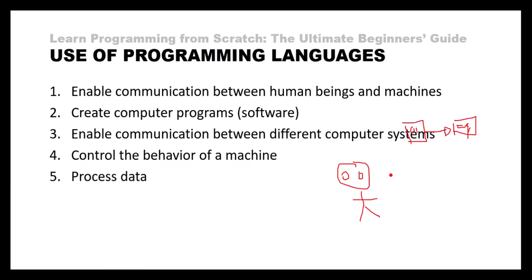Five, programming languages enable computers to process data. It is through the instructions that you write in a computer programming language that you tell a machine how to process certain types of information. Six, programming languages help us to automate tasks. Without computer programming languages, we can't write automation software of any kind.